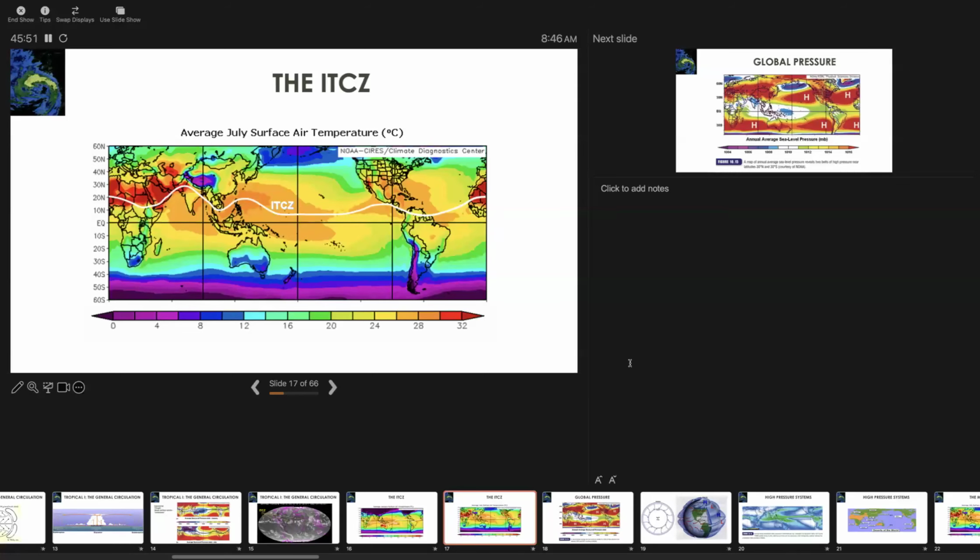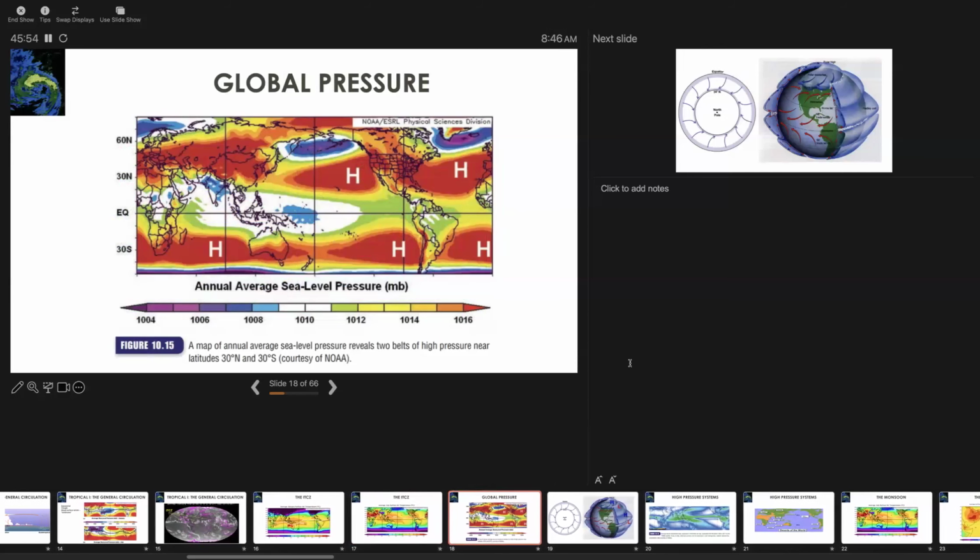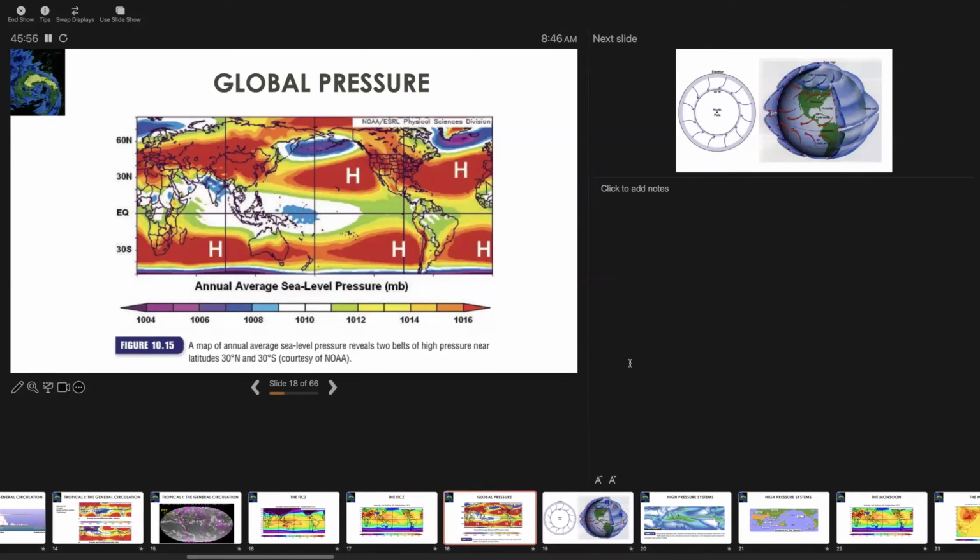Make sense? Okay. So this is the summary diagram, and then I'll show you the summary picture of the general circulation. This is global pressures on average. Again, red is higher pressure, blue is lower pressure, and average sea level pressure is 1013 millibars. You can see these big blobs of high pressure. If we didn't have land masses and mountains, what would this look like? This would be one solid high pressure here.